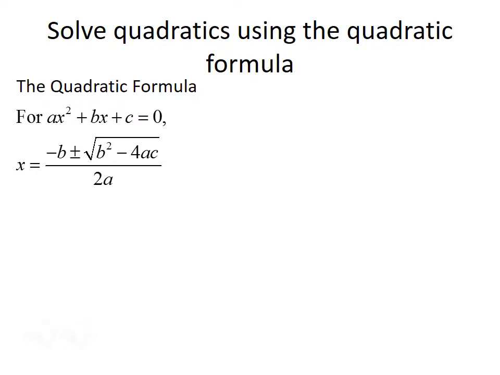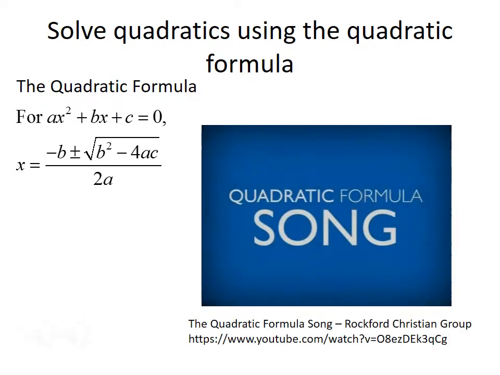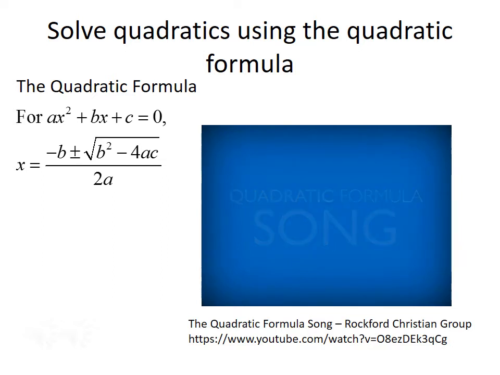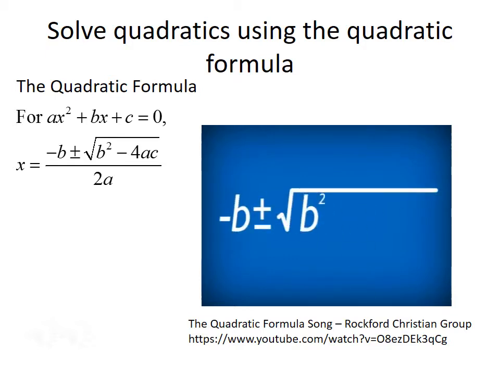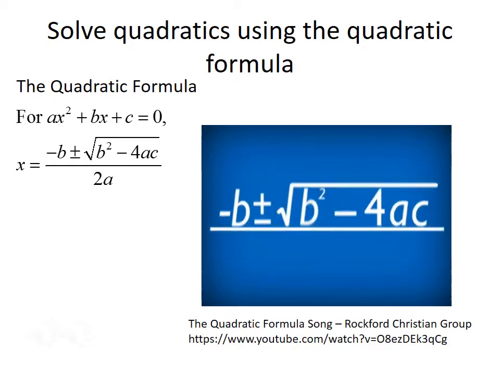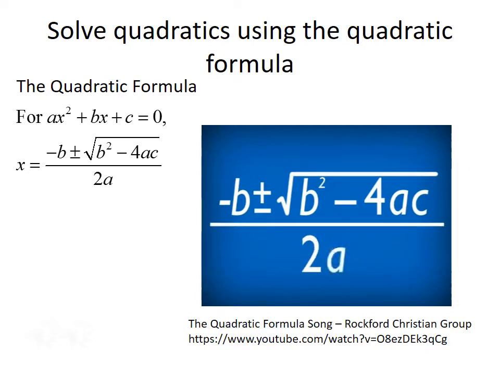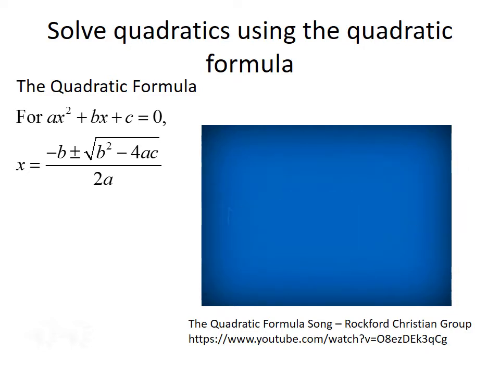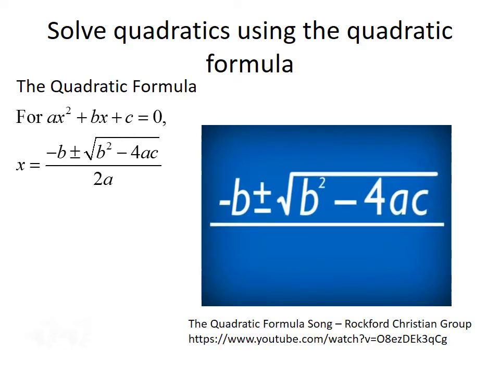Here's a song that can help you to remember the quadratic formula. The quadratic formula is negative b plus or minus the square root of b squared minus 4ac all over 2a. Now you try. The quadratic formula is negative b plus or minus the square root of b squared minus 4ac all over 2a.